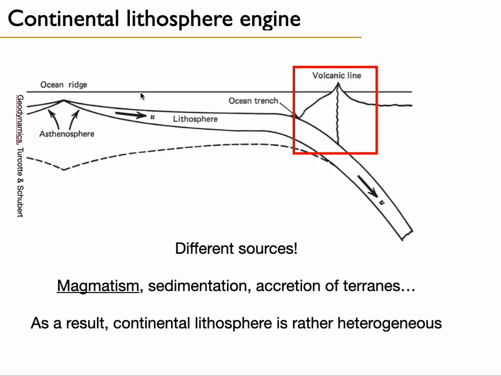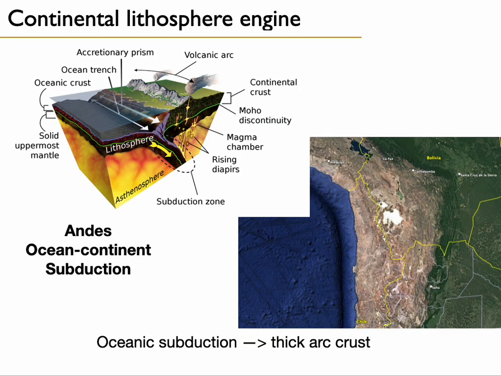There's a big difference with continental lithosphere. So the generation of continental lithosphere has different sources. It involves magmatic processes, sedimentary processes, accretion of terranes. So generation of continental crust and continental lithosphere is more complex, and as a result, the continental lithosphere is rather heterogeneous in comparison to oceanic lithosphere. And this is one mechanism of forming continental lithosphere.